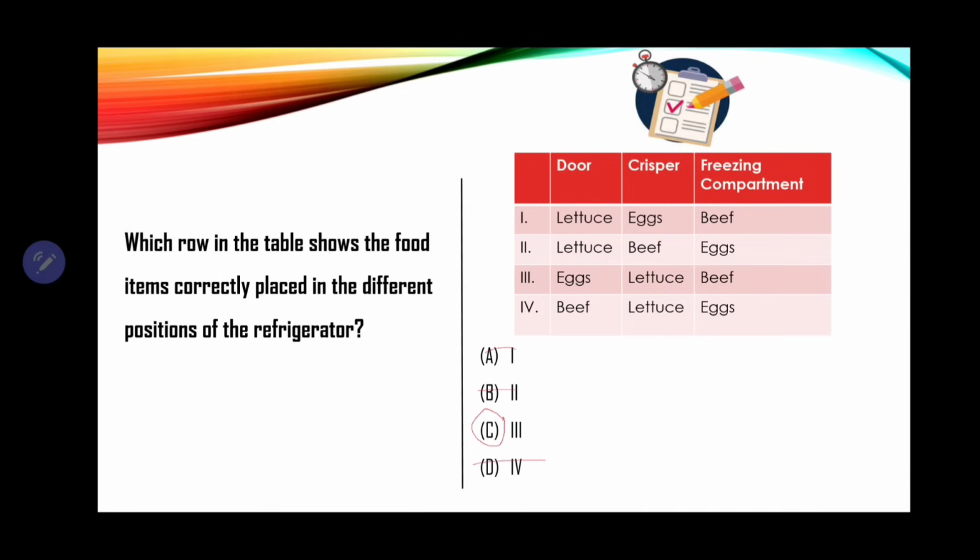Now, it is also important to note that it is recommended that eggs shouldn't be stored in the door, because opening and closing the fridge will cause the temperature to fluctuate for the eggs. Good. And we know that eggs are classified as potentially hazardous food, so proper storage temperature is very important. Now, as it relates to this question, the best answer here is C, which is eggs in the door, lettuce in the crisper, and beef in the freezing compartment.